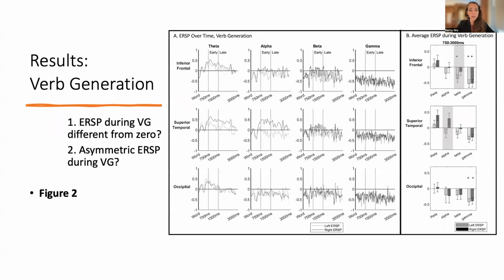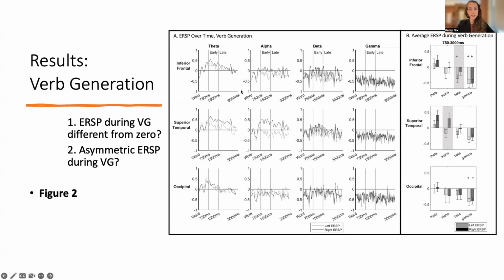Figure A is showing the average left and right ERSP, the group average, over time during verb generation, by frequency band in the columns and regions of interest in the rows. The black line represents initiation of auditory noun presentation. The baseline is 250 to 50 milliseconds prior to auditory noun presentation, which is off the chart here. The left solid vertical line represents the beginning of the analyzed task period, which extends from 750 milliseconds through 3000 milliseconds.